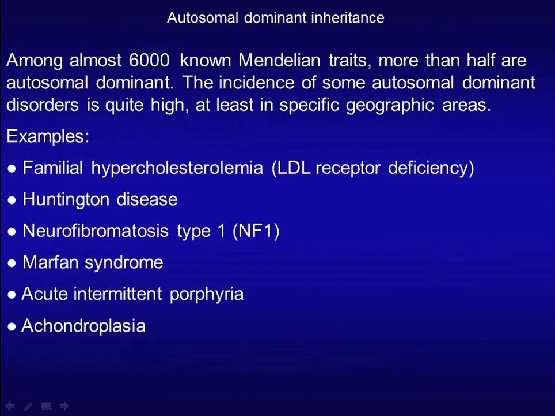Here are some well-known autosomal dominant disorders. Except neurofibromatosis type 1 or NF1, all of these disorders have been covered before. Next, we will take a closer look at NF1.